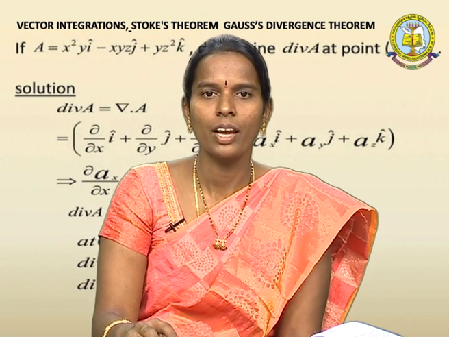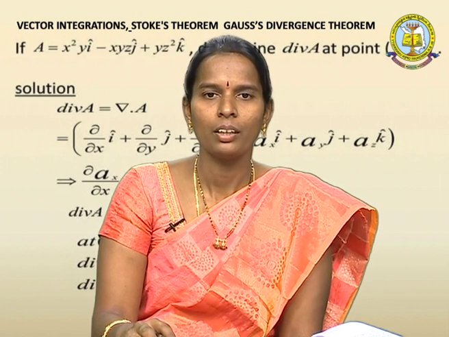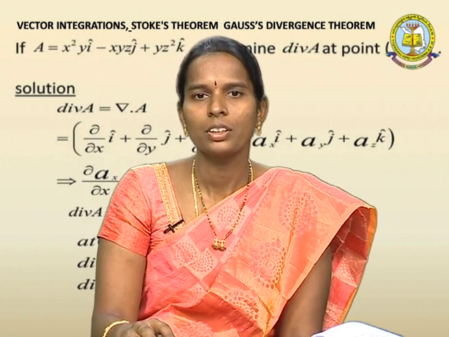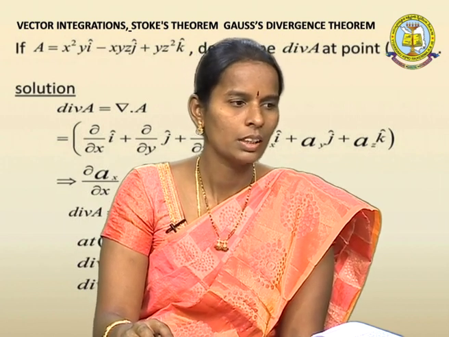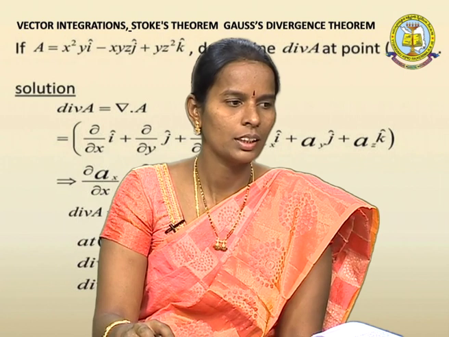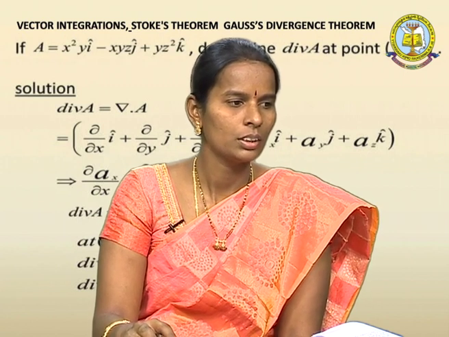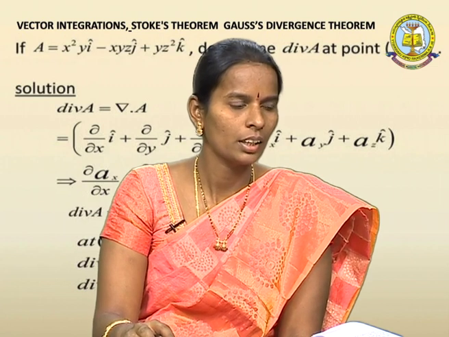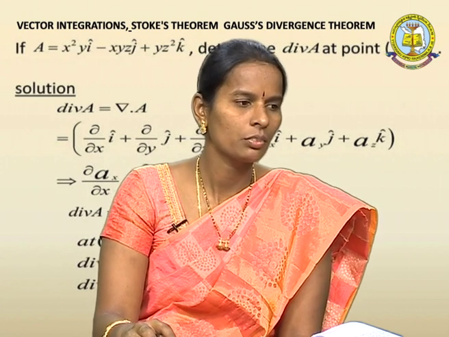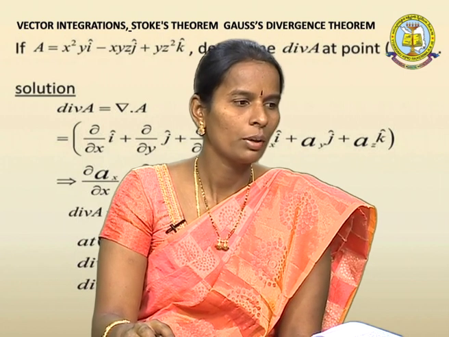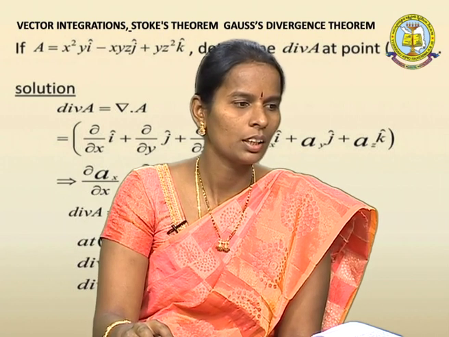Plus j into dou by dou y. Partially differentiating with respect to y, 3x squared y gives 3x squared, and minus y cubed z squared gives minus 3y squared into z squared. Here only the 3x squared y term contributes, since dou y by dou y is 1, and z squared is a constant.